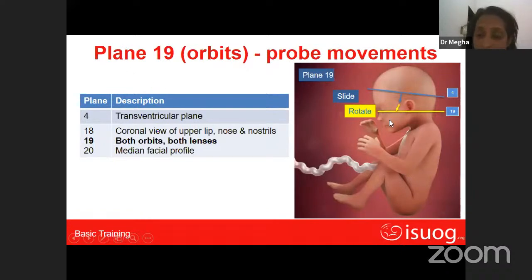When you're trying to get the plane 18 to see the coronal view of the face, you're going to rotate your transducer away from the cerebellum towards the face. For plane 19, you want to see the orbits. You've already got one orbit here. So to see the other orbit, you're going to slide your transducer along the narrow axis, towards and dip towards the orbit on the other side.